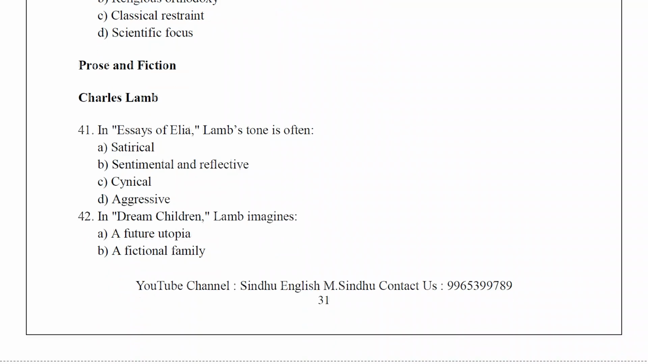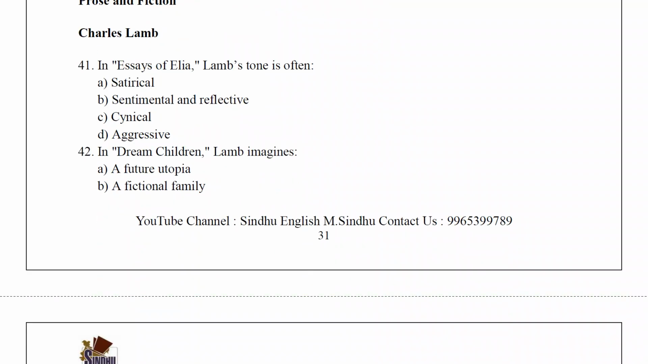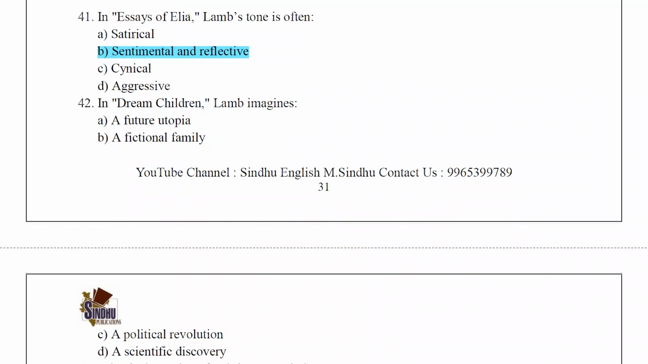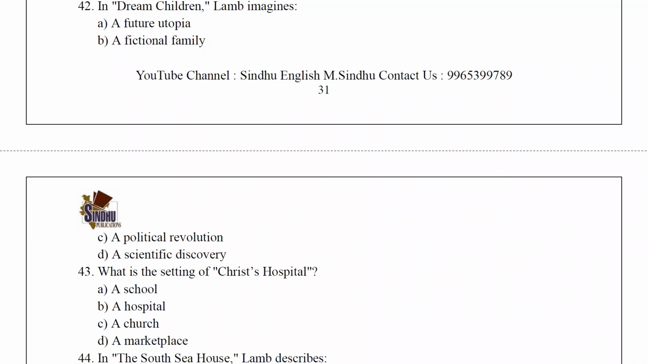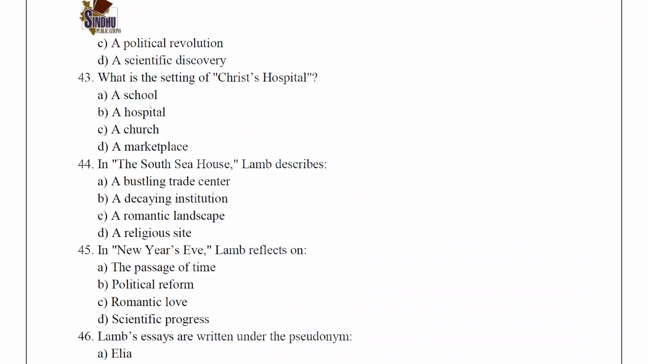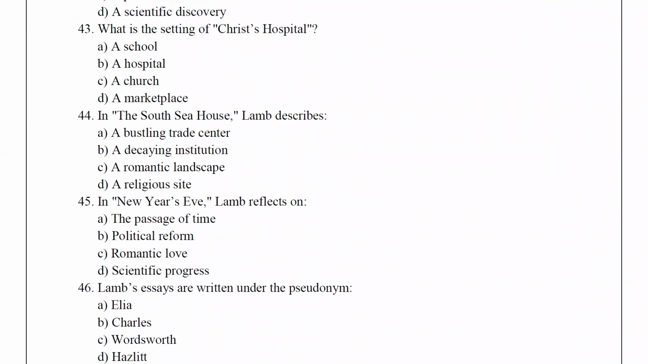Next, we are moving to the prose. Charles Lamb's essays. In Essays of Elia, Lamb's tone is often sentimental and reflective. In Dream Children, Lamb imagines a fictional family. What is the setting of Christ's Hospital? A school.